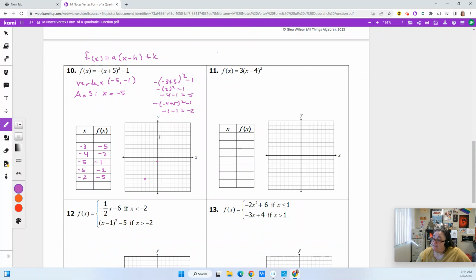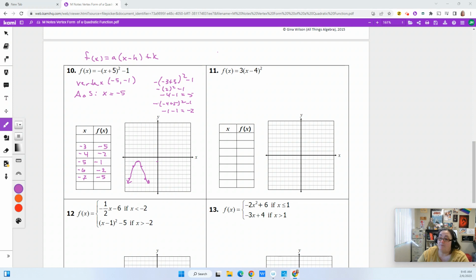So at negative 3, 5, we have a point. At negative 4, 2, we have a point. At negative 5, negative 1, we have a point. At negative 6, negative 2, and at negative 7, negative 5, and this would be our graph. Last problem I'm going to do for you today is number 11.